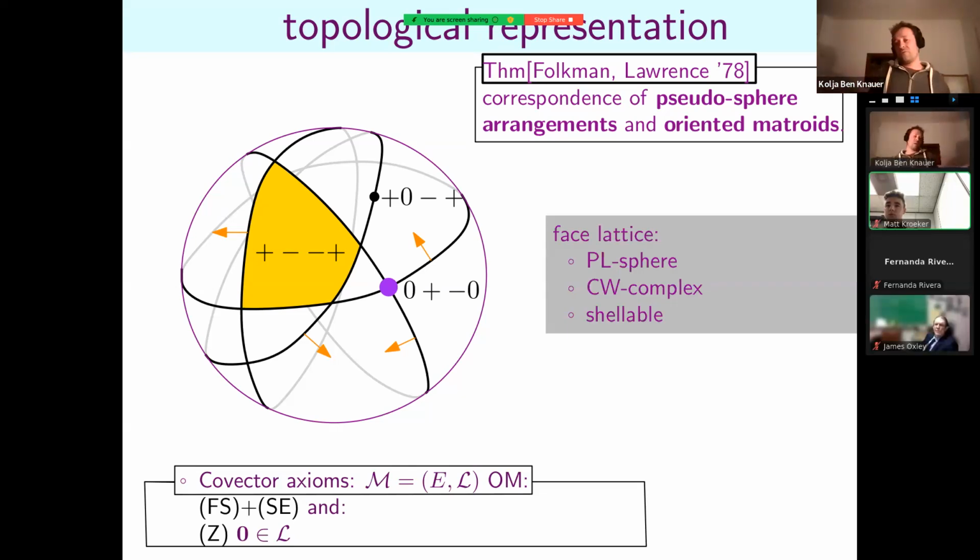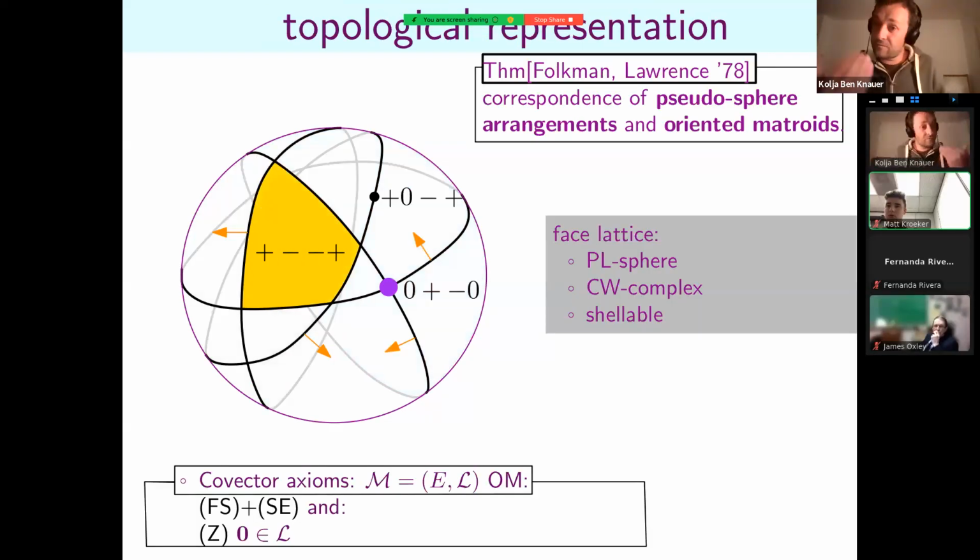This has a couple of nice properties. For instance, if you look at the phase lattice of this decomposition of the sphere, there's a CW complex, it's shellable, it has many nice topological properties as a phase lattice.